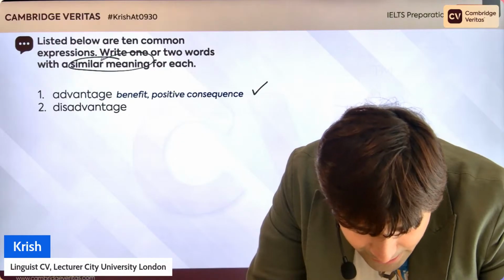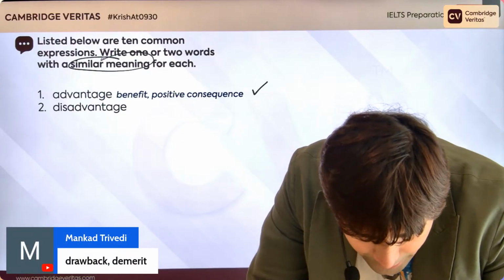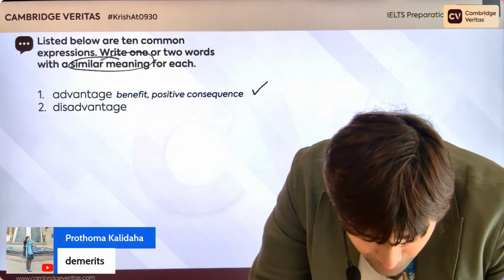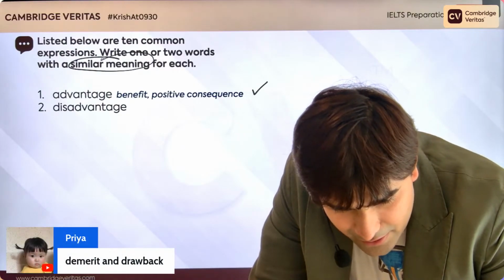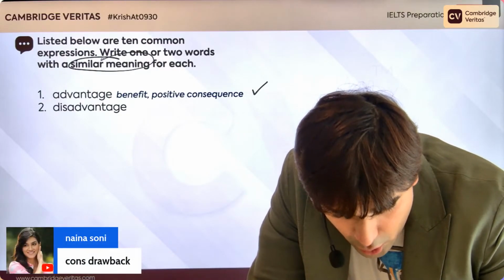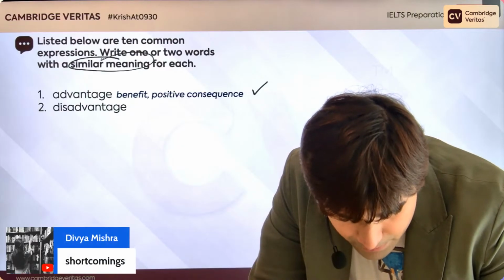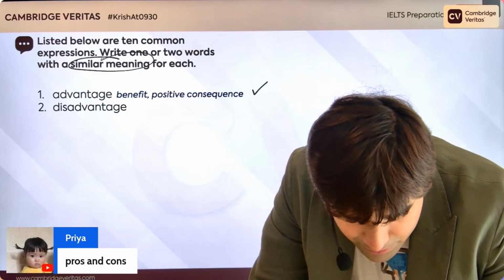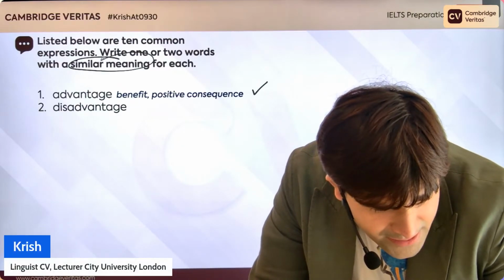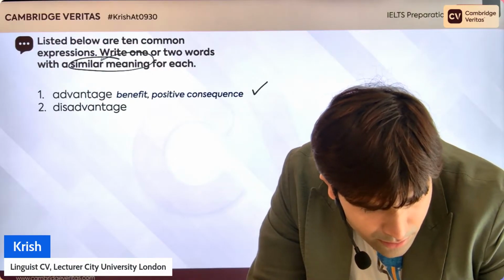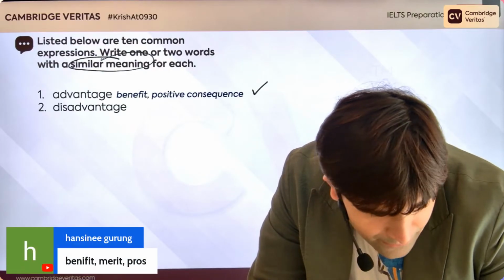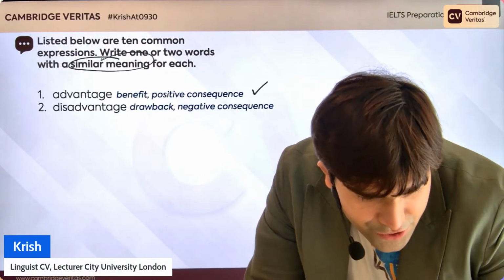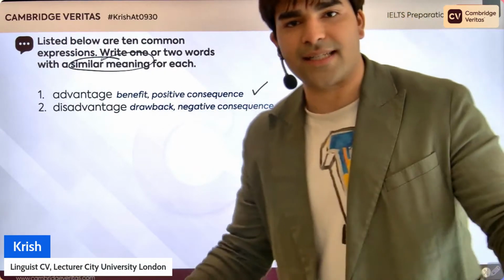I'll display your answers, guys. Okay, Nagashri, demerit. Prathama, demerits. Everyone is saying demerit now. Okay, Priya, demerit. Drawback. Cons, Nana. Thank you. Shortcomings, Divya. Okay. Priya, pros and cons. Guys, what about the rest of the class? So many people in the room right now. Hello. Hansini, benefit, merit, pros. Okay, thank you, Hansini. So disadvantages could be drawbacks and negative consequences.